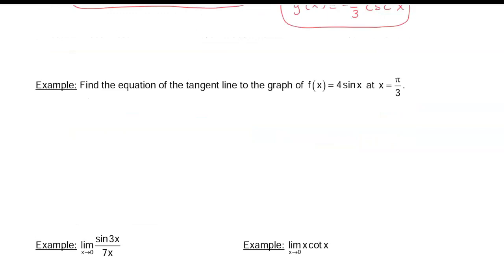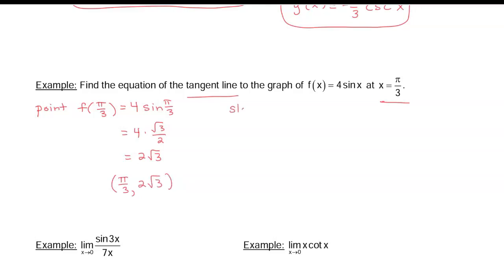The next example: find the equation of the tangent line to the graph of f of x at x equals pi over 3. So we're going to need a point and we're going to need a slope in order to do this. The point that we'll use can be found by evaluating the function. Since we are at x equals pi over 3, I'm going to evaluate the function at pi over 3. So 4 times the sine of pi over 3. The sine of pi over 3 is root 3 over 2. Therefore, I get 2 root 3 as the y coordinate. So the ordered pair is pi over 3, comma, 2 root 3.